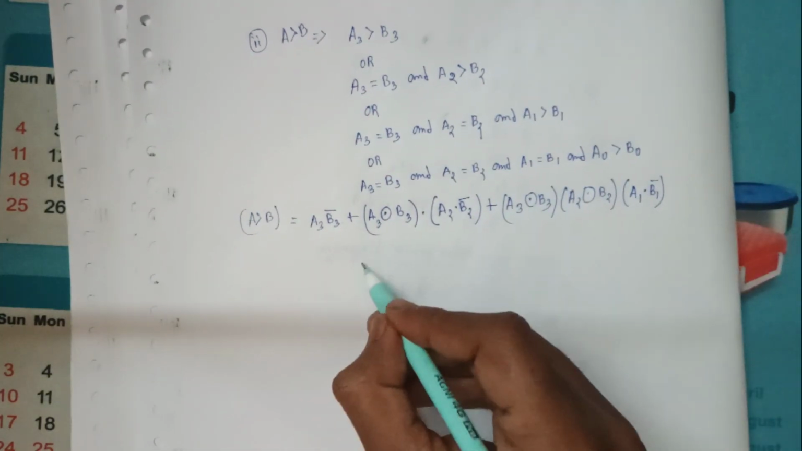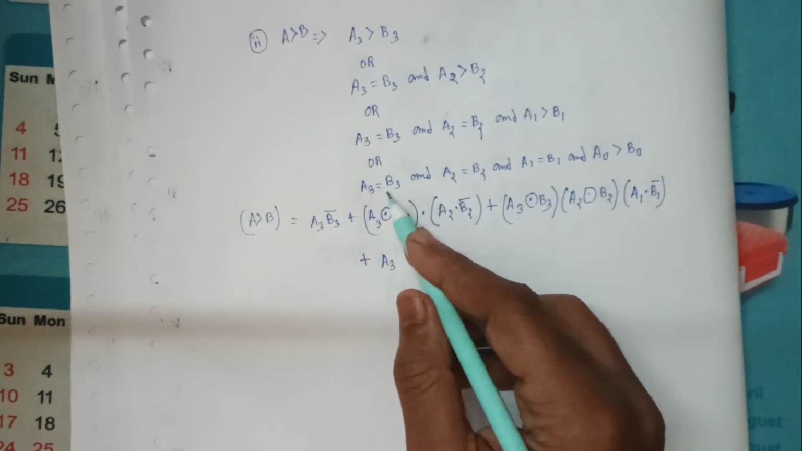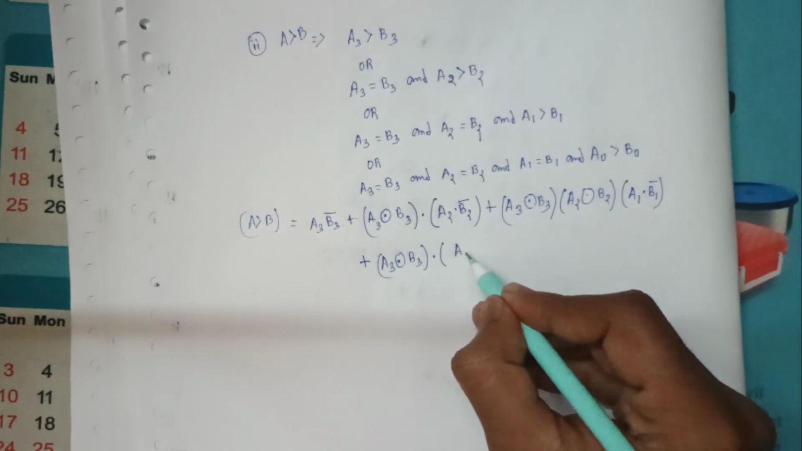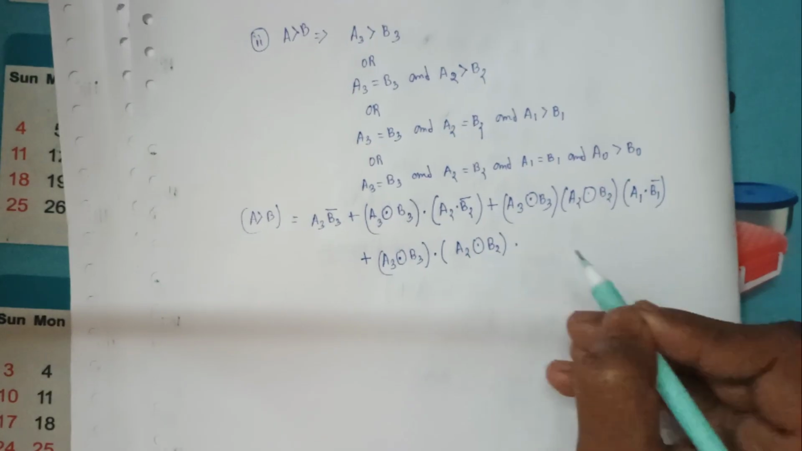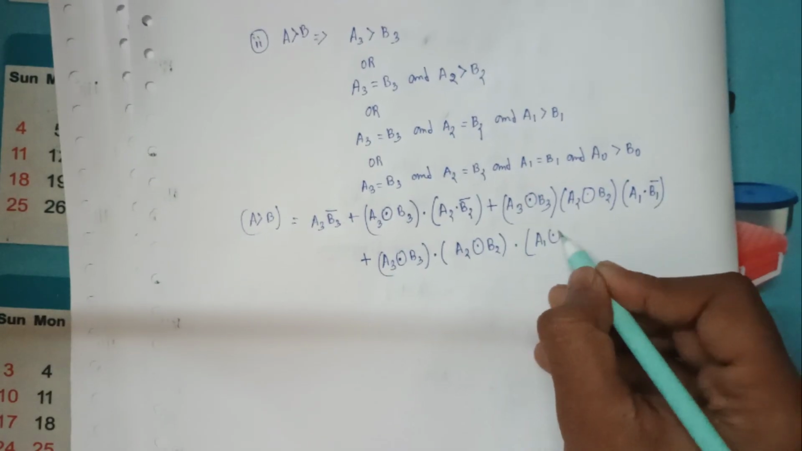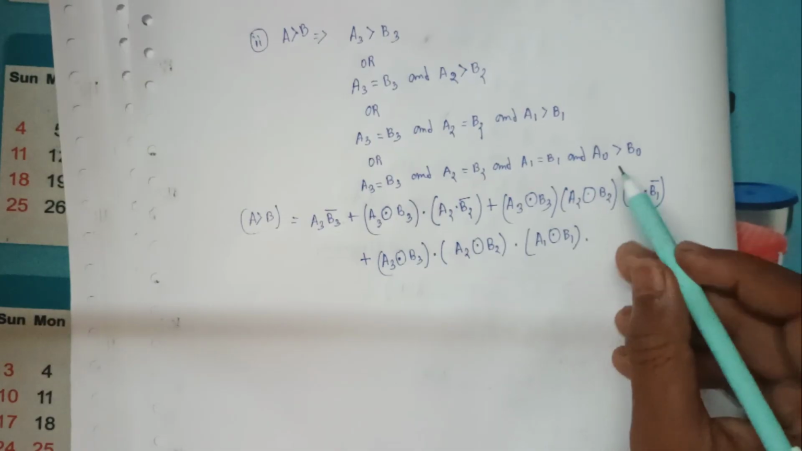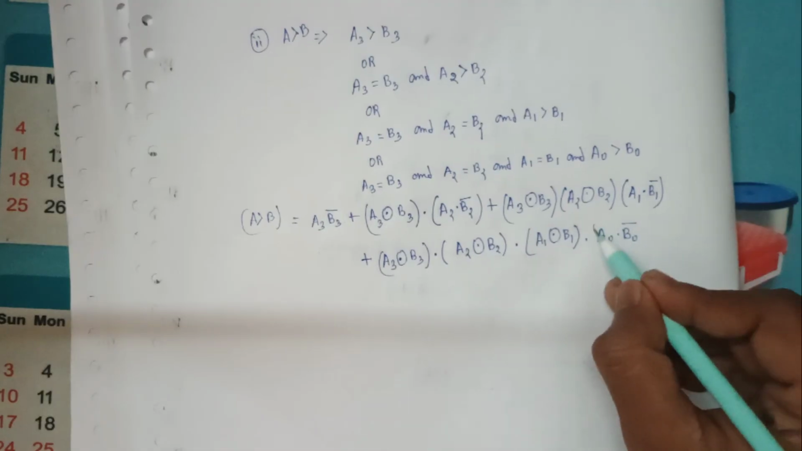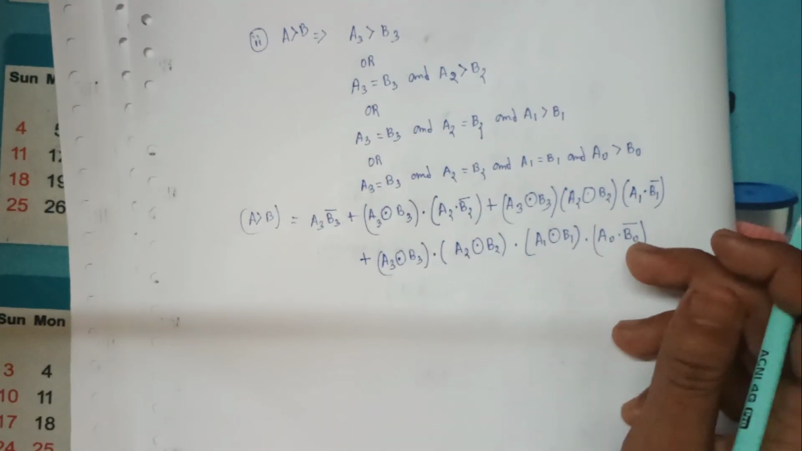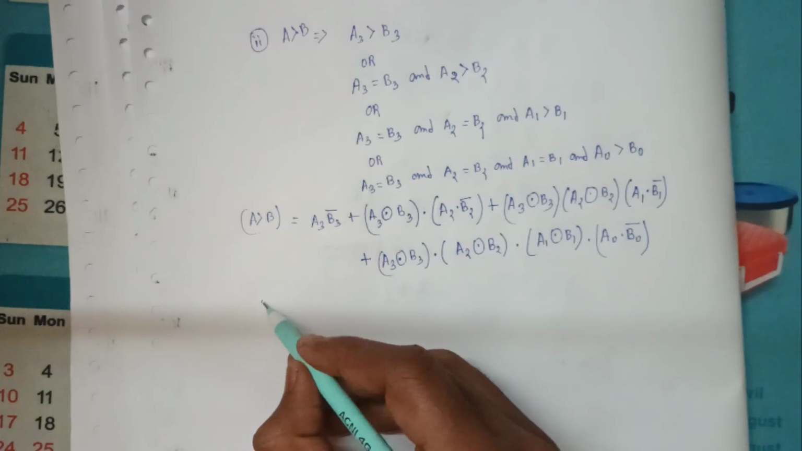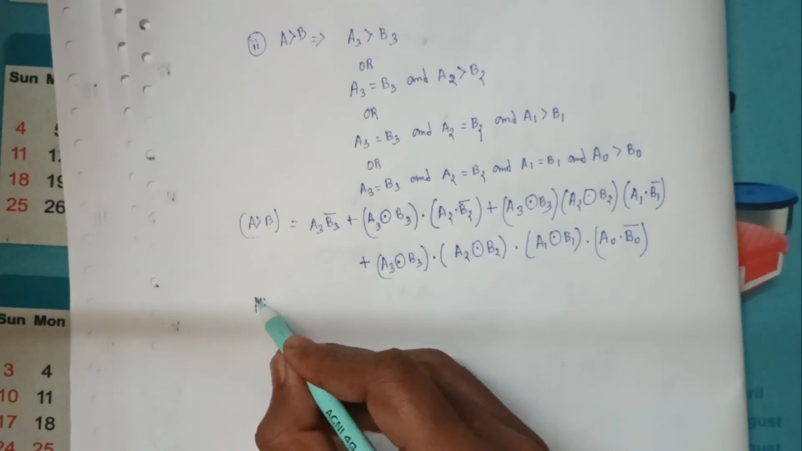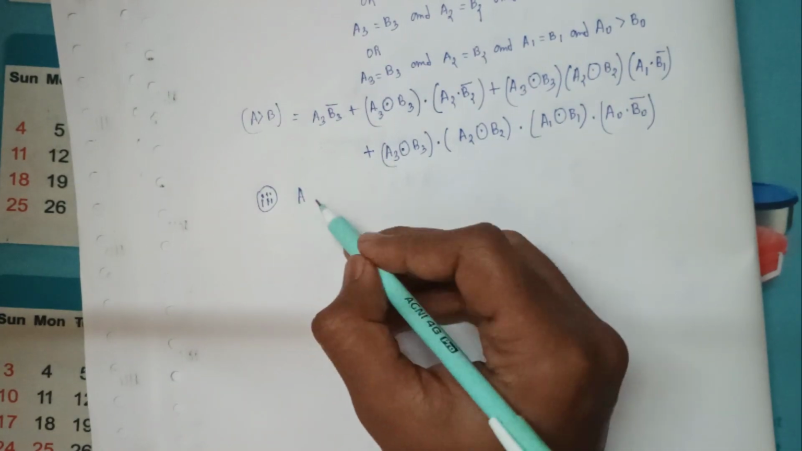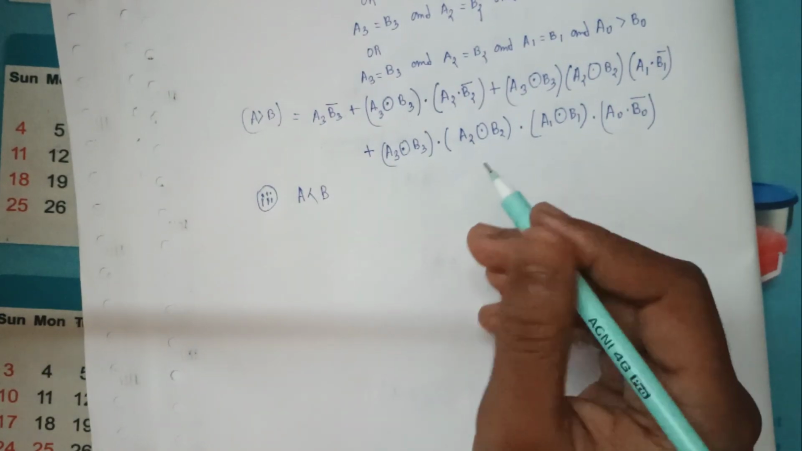again or A3 XNOR B3 and A2 XNOR B2 and A1 XNOR B1 and A0 dot B0 bar. This will be our expression for A greater than B. And the third expression will be for our condition A less than B.